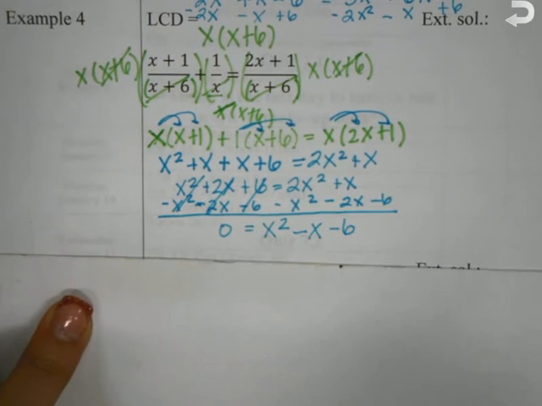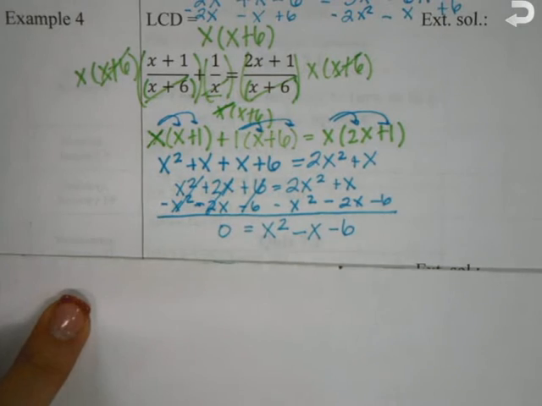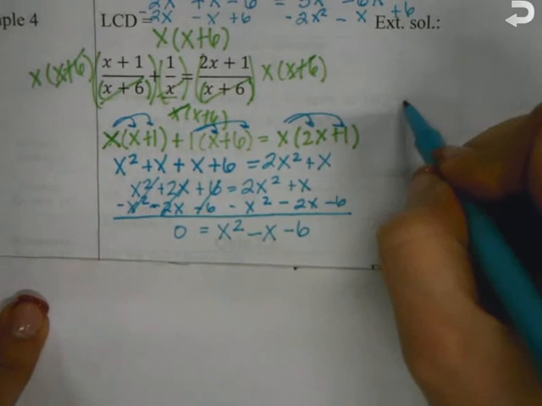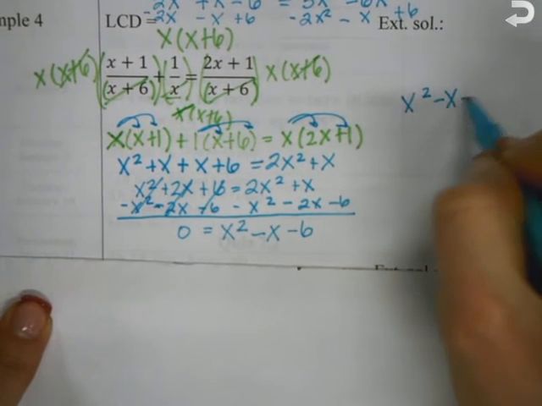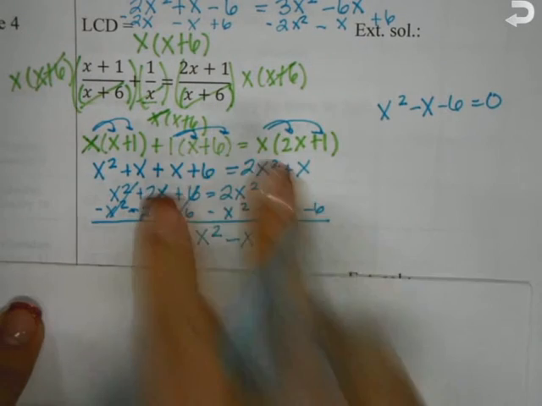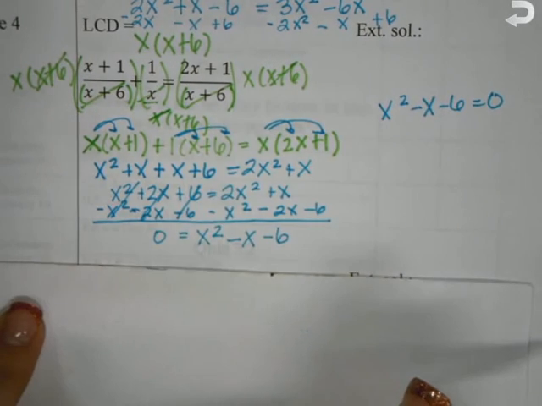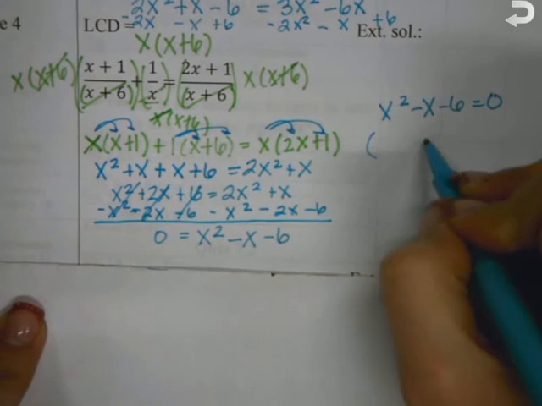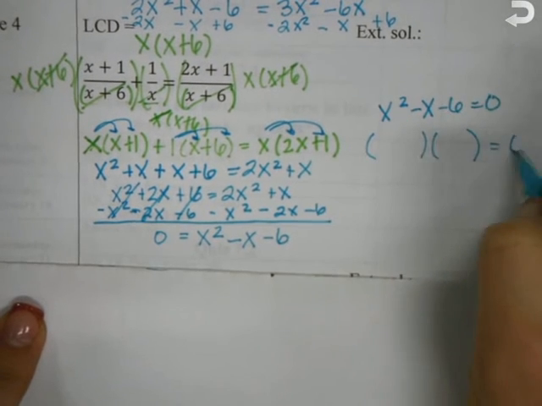What two things multiply to negative 6 and add up to negative 1? Negative 3, positive 2. Okay, so if I set each of these equal to 0, what would my answer be? X equals positive 3 and negative 2.